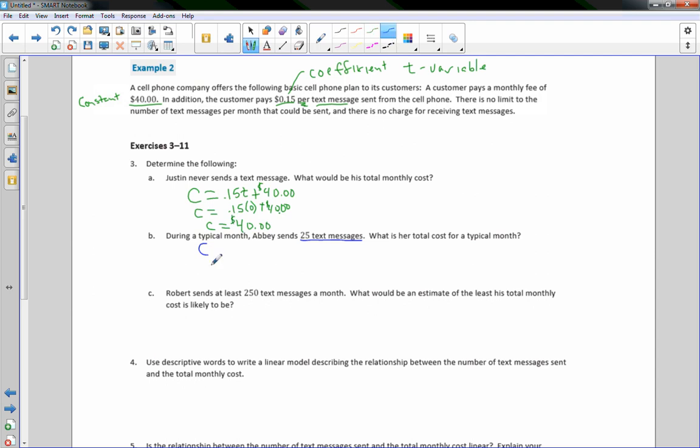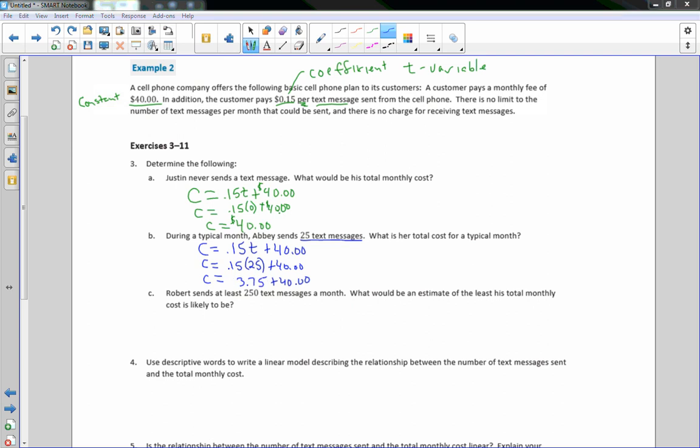Okay, so now let's move on to the next problem. C equals 0.15 per text plus $40. So always write the formula first. Substitute in the givens. So 0.15 times 25 plus 40. So C equals, well, 25 times 10 is 250, and half of 25 is 125, so that's half of 10 or 5. So 250 plus 125 is 375, or 37.50 plus 40. Let me just get the calculator and check that.